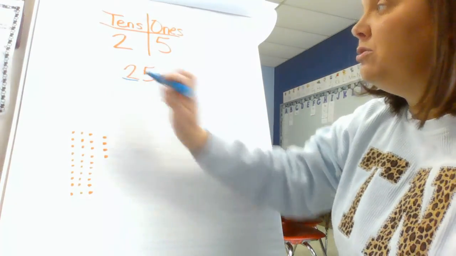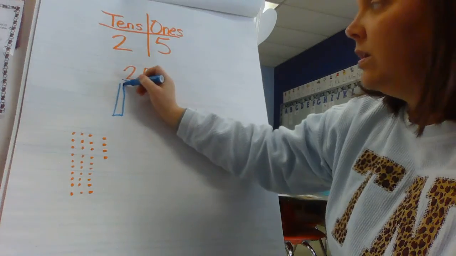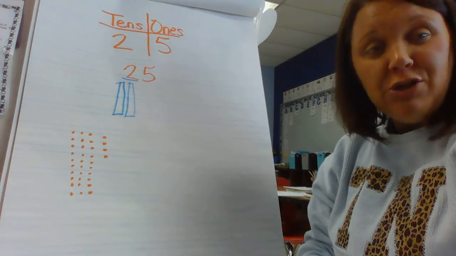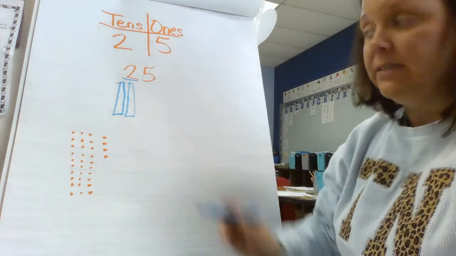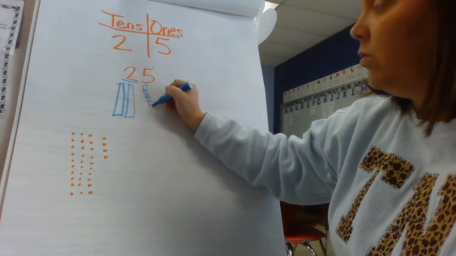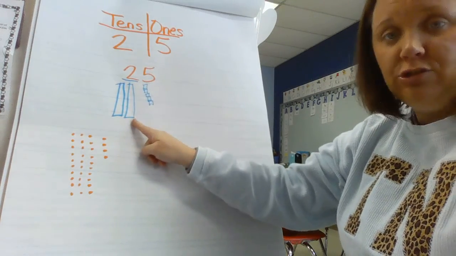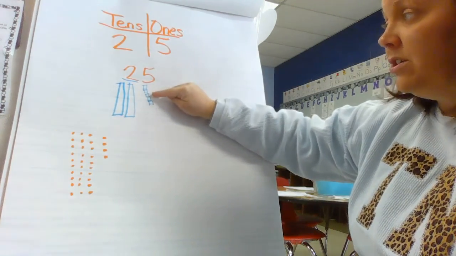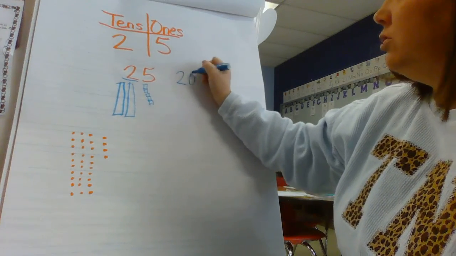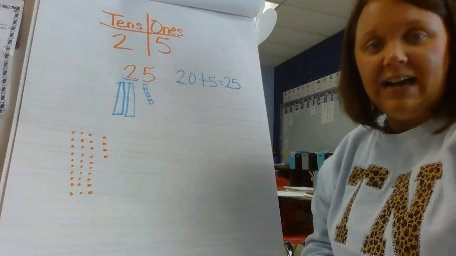So the value of the 2 is 20. So you would draw 1, 2. The value of the 5 is 5 ones. So you would draw 1, 2, 3, 4, 5. So let's count that together. 10, 20, 21, 22, 23, 24, 25. Let's write an equation. 20 plus 5 equals 25.